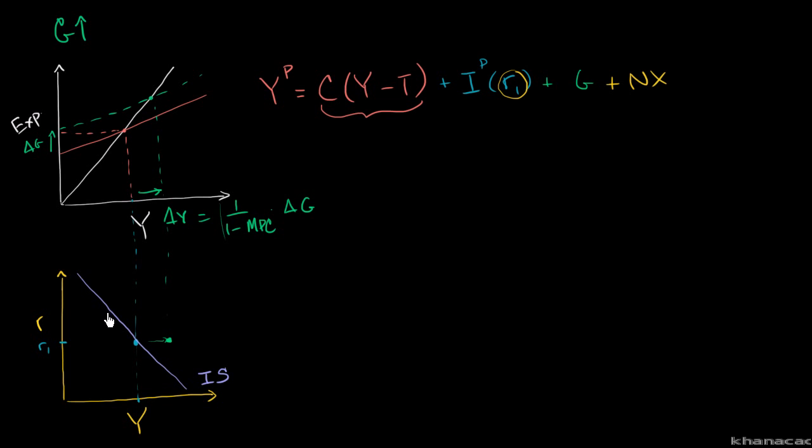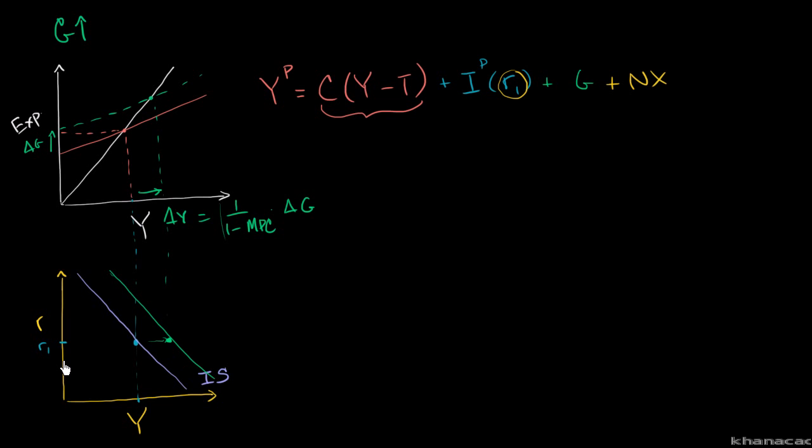Well, that would be true at any of the real interest rates along the IS curve. And so in general, if you increase government spending, and you're not changing any of this other stuff, then the IS curve would shift to the right. And if you decreased government spending, the IS curve would shift to the left.